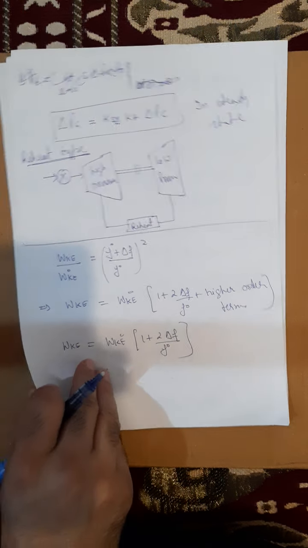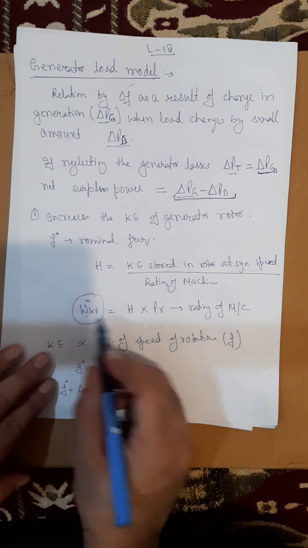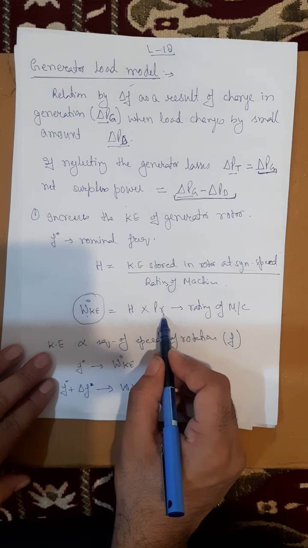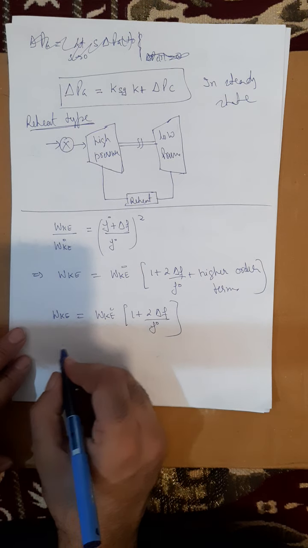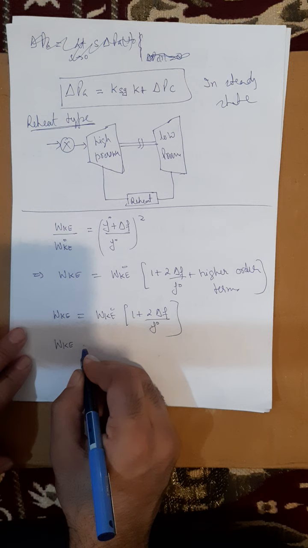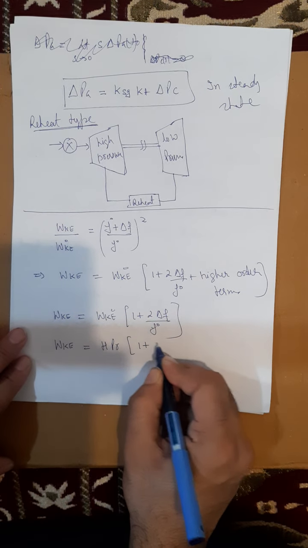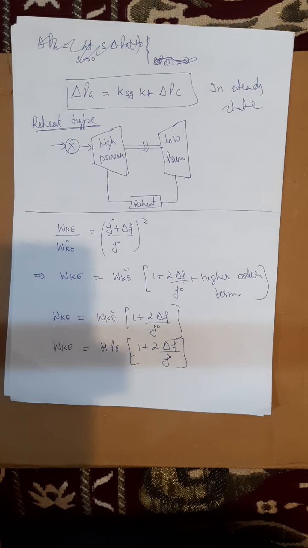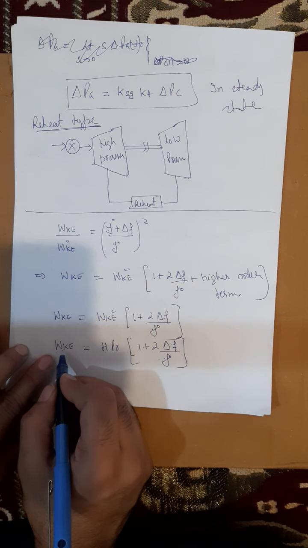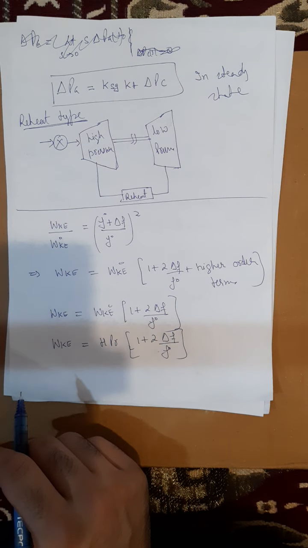Now here we calculated the kinetic energy at nominal frequency. It was H into the rating of the machine. So can I write here that kinetic energy at any frequency is equal to H into the rating of the machine times 1 plus twice del f by f naught. So this is the kinetic energy stored in the rotor at frequency f naught plus del f.